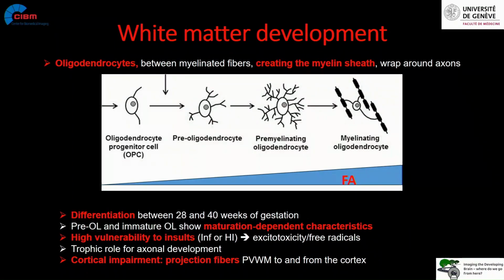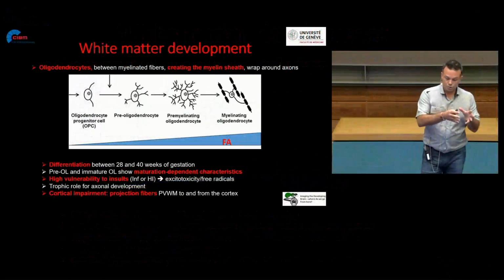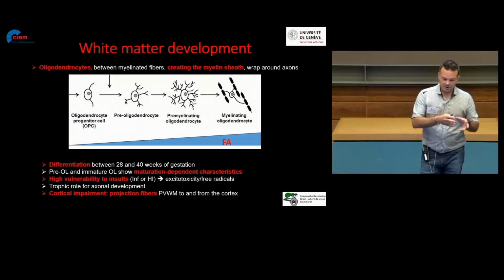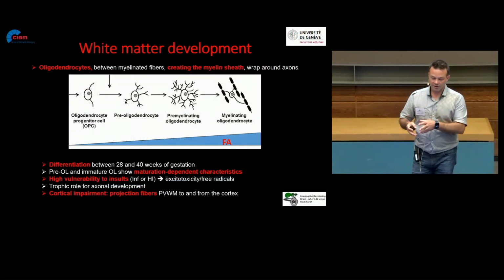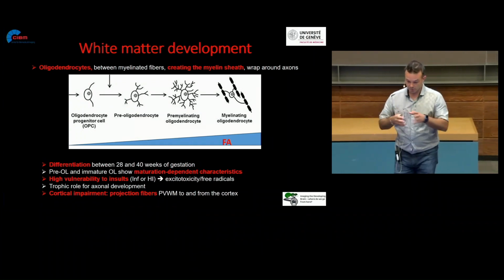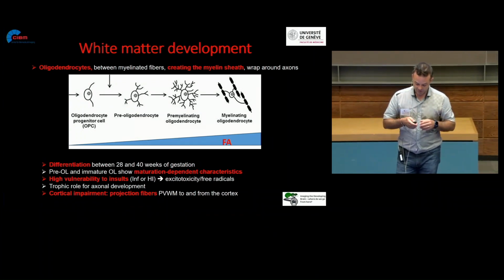But depending on the time point of the insult, you will not have the same vulnerability of these oligodendrocytes, so you will not have the same kind of lesion. Even if you are working on animal models, you need to choose when you want to induce your inflammation or hypoxia ischemia to be sure that you will have the kind of lesion you desire.